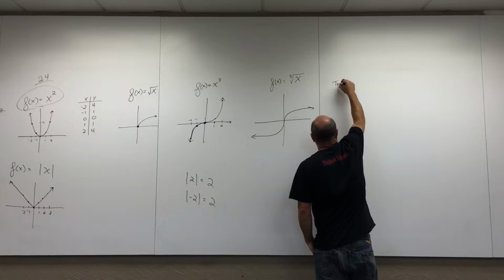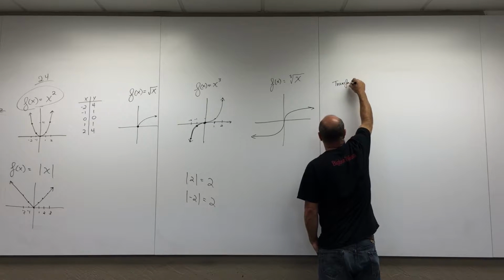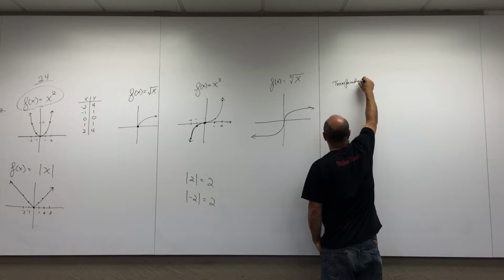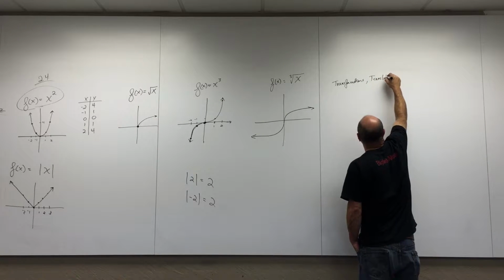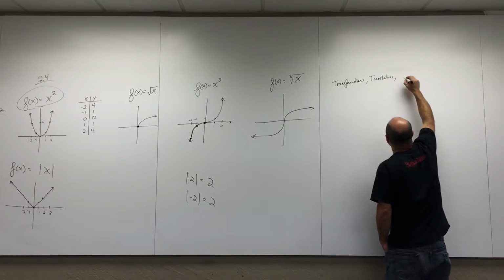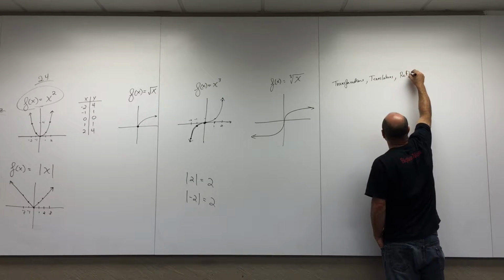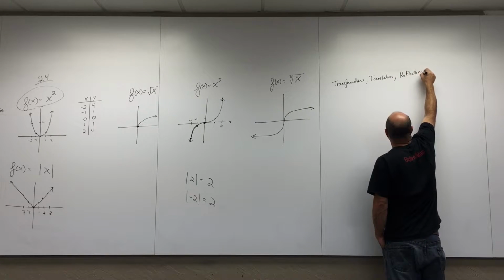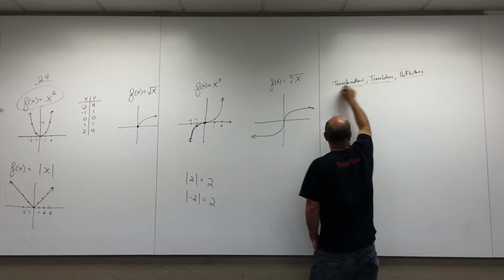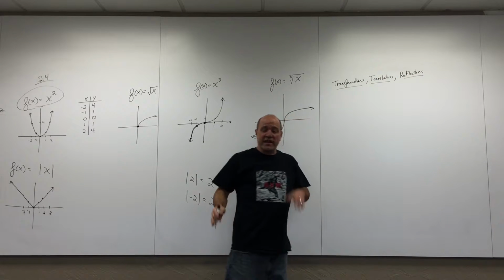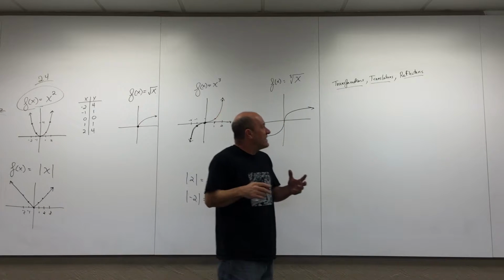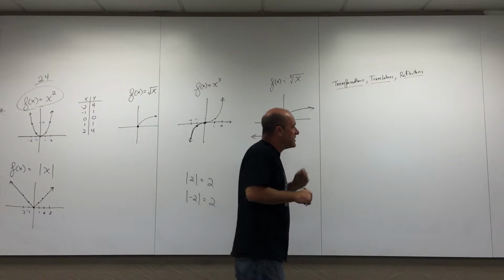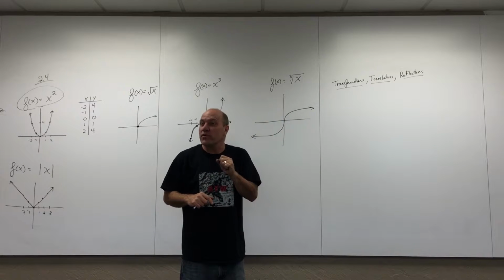So, like I said, the book might refer to this as transformations. Maybe they say translations. Maybe they say reflections. This is a lot of things that we can do to these functions. We can transform them, translate them, reflect them. I mean, I don't know. Those are a lot of fancy words. I'm going to use different words, to tell you the truth.